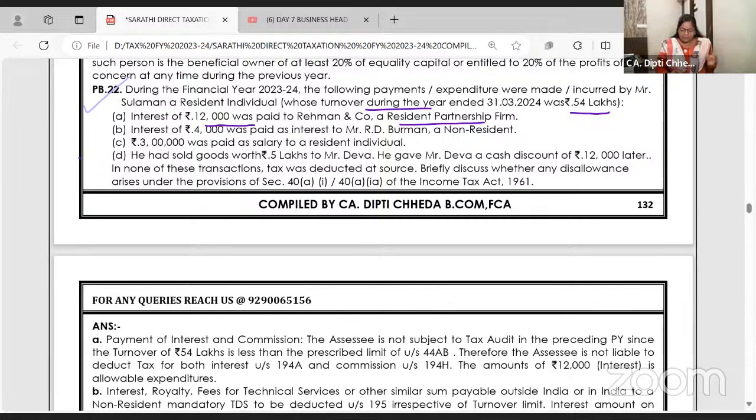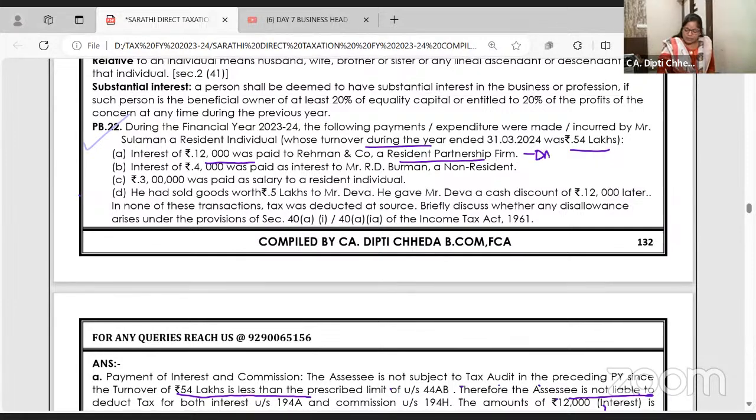12,000. Okay. Now, SSC is not subject to tax audit since the turnover is 54 lakhs. Therefore, SSC is not liable to deduct TDS. You're right. Above 10,000, if we pay interest to someone, we should deduct the TDS. But we have not deducted the TDS. So generally, this is disallowed. But here it is allowed because this person's turnover is less than 1 crore.